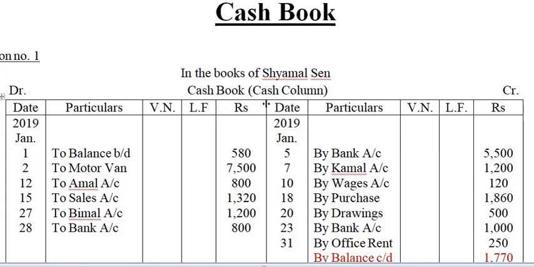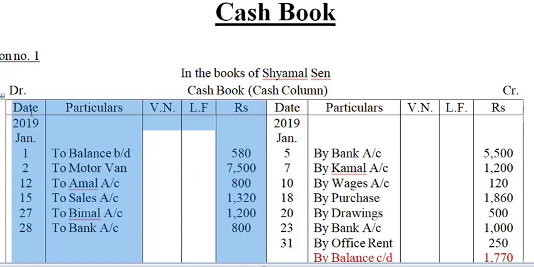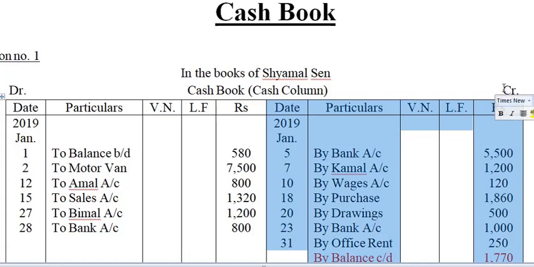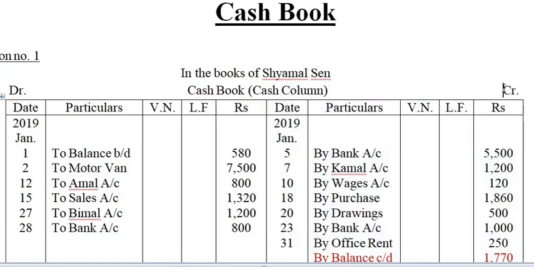So this entire section, whatever I'm highlighting out here, let me just highlight one more time. Yes, so 1, 2, 3, 4, 5. These 5 highlighted columns belong to the debit side, and the remaining, that is from here, date, particulars, VN, LF, Rs., again the 5 columns will be for the credit side. Now this format has the 5 columns towards the debit side and 5 columns towards the credit side. So in total, you have to draw 10 columns.